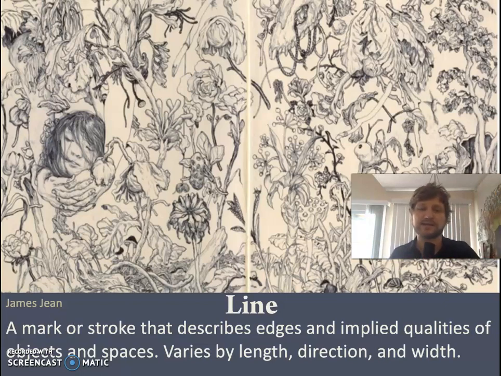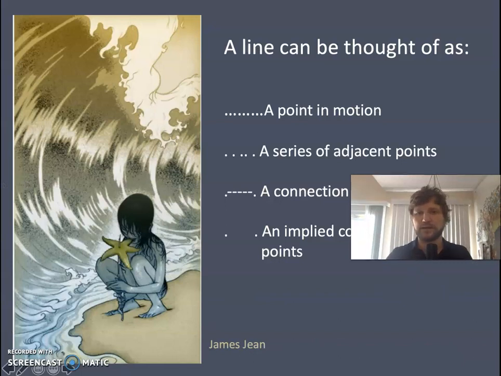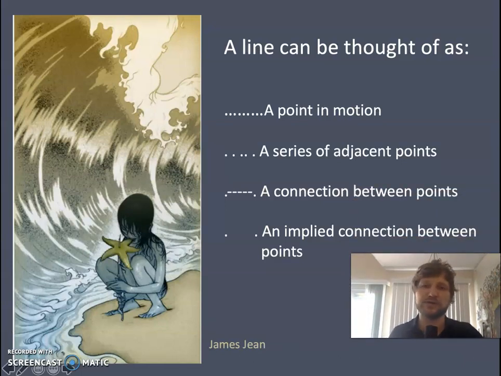In this open sketchbook page by James Jean, he's using all kinds of lines, and there's a lot of rhythm and a lot of movement through the line. You can think of a line as a point in motion, a point that goes on a walk. It's a geometric way to think about it. It's a series of adjacent points that form in our mind to be seen as one thing, which would be the line. It's a connection between points. So you have two points and you draw a line between them. That's an easy one. Or an implied connection between points. Think about the constellations, how we take these stars that are thousands of light years away from each other, and we link them together and they become a picture of a chariot or something like that.